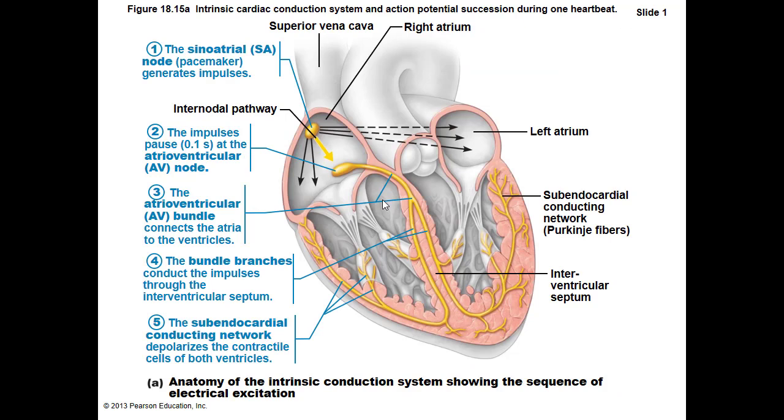Bigger picture of it. You have your SA node, where you have all those cells up there that are unstable, that are generating that heartbeat or rhythm, and it sends information to the AV node. It goes down towards the ventricles through the atrioventricular bundle. It branches, so you get your bundle branches, and then it travels up the ventricles so that the ventricles will both then contract. So first you have to have that electricity, then you have to have the heart that's able to contract.